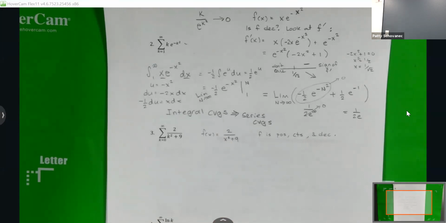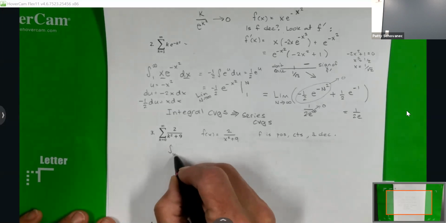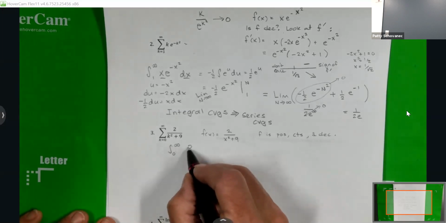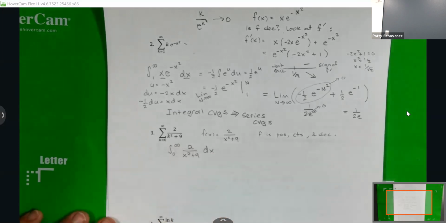It looks a lot like the graph of 2 over x squared, which is again a hyperbola. That 9 just moves it over a little bit. So it is a decreasing function. That means if I integrate it and get the integral to converge, then the series converges. If I integrate it and the integral diverges, then the series diverges. So I'm integrating this time from 0 to infinity, 2 divided by x squared plus 9 dx.